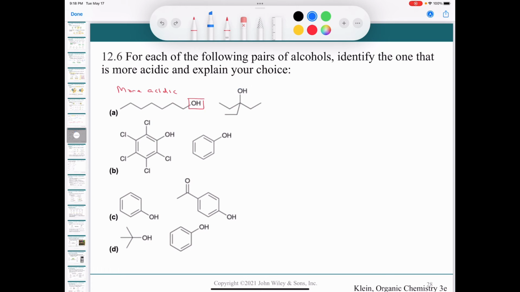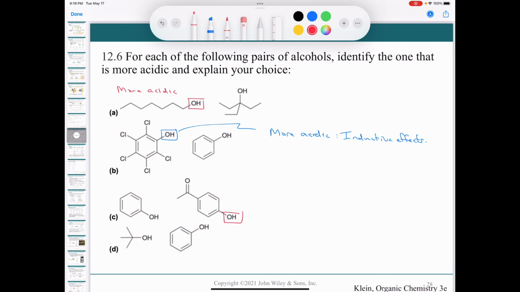In the second example, we have 2 phenols. However, the one on the left is going to be more acidic, and the reason why is because of induction effects. So we can put here inductive effects from those chlorines that are on the aromatic ring that would pull electron density away from the aromatic ring and hence stabilize the phenoxide that's formed. In C, this compound is going to be more acidic.